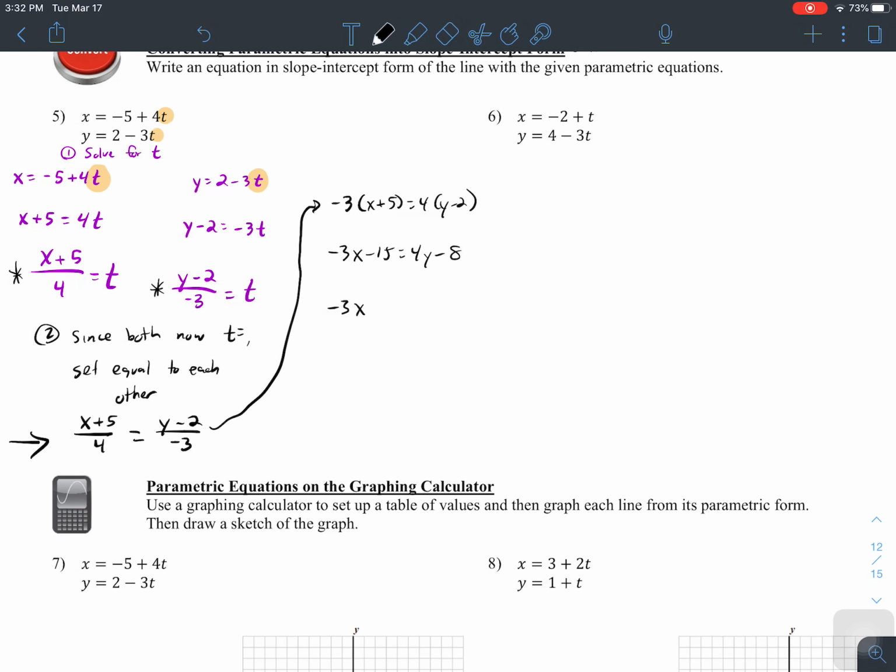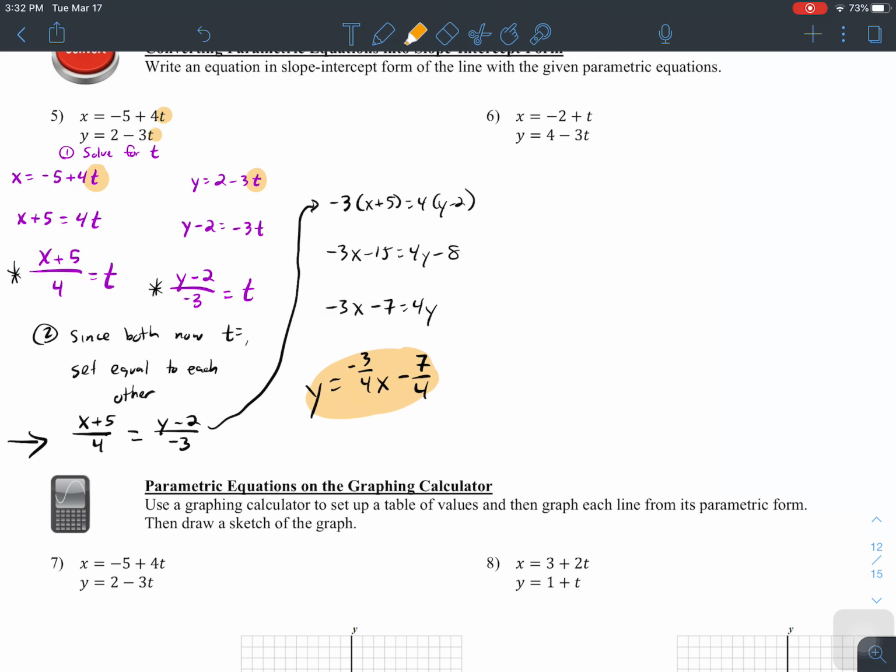So -3x minus 15 equals 4y minus 8. And just keep going, slope-intercept form. So -3x minus 7 equals 4y. And I get y equals -3/4 x minus 7/4. Now I'm going slope-intercept form because it asks it to. There's your answer. We are done.